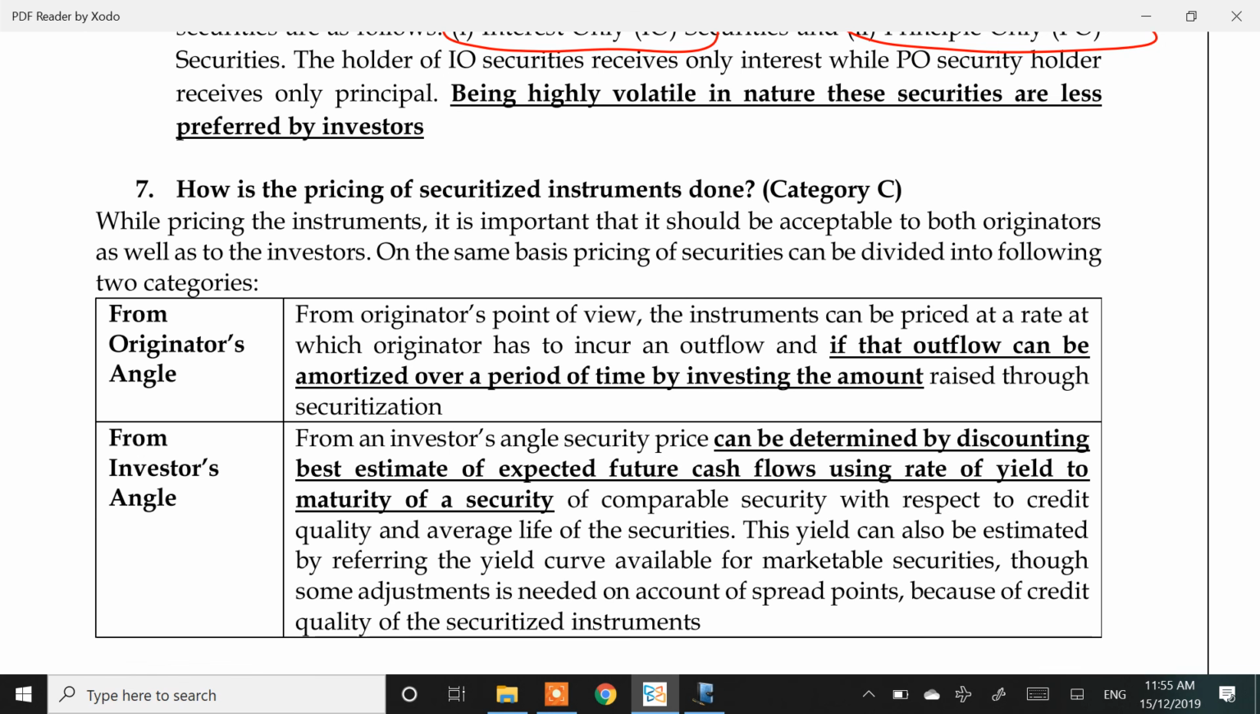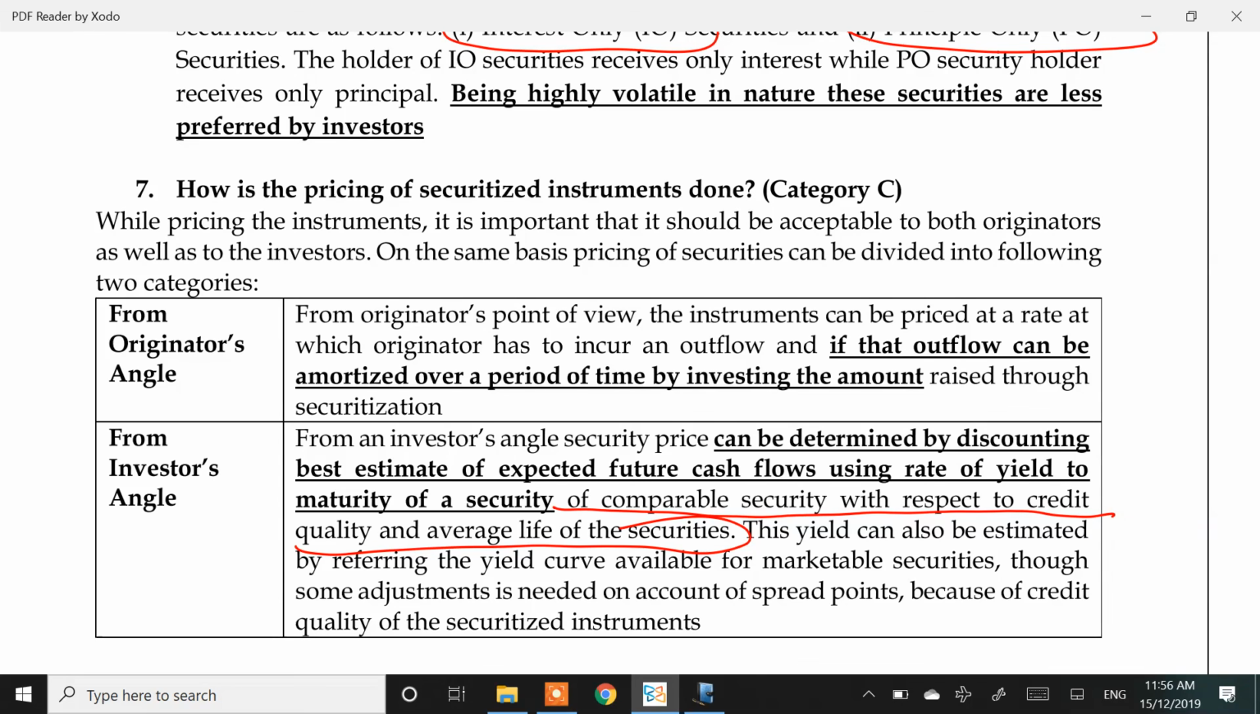From the originator's point of view, he would like to price it at a rate which is on the lower side. Investors would like to price it at a rate which is on the higher side. So normally they will compare with a comparable security, get a yield, do some adjustment and accordingly fix the rate of interest. The originator can price at a rate at which the outflow can be amortized through the securitization process.